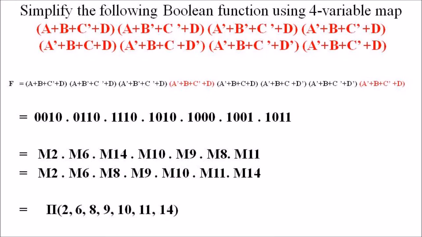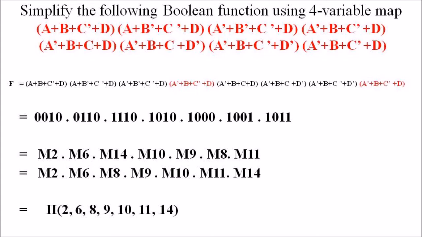The term 0, 0, 1, 0 is equivalent to the max term M2. 0, 1, 1, 0 is M6. 1, 1, 1, 0 is M14. 1, 0, 1, 0 is M10. 1, 0, 0, 0 is M8. 1, 0, 0, 1 is M9, and finally 1, 0, 1, 1 is M11. Thus, the function can be written as M2 into M6 into M8 into M9 into M10 into M11 into M14, which is equivalent to Pi of 2, 6, 8, 9, 10, 11 and 14.